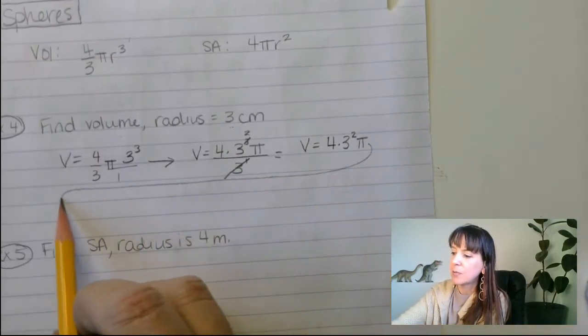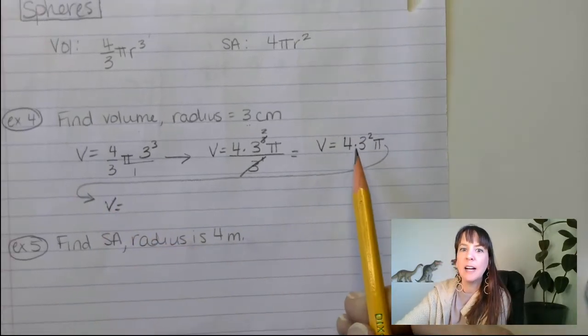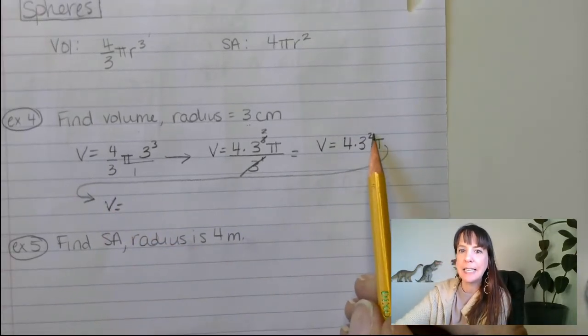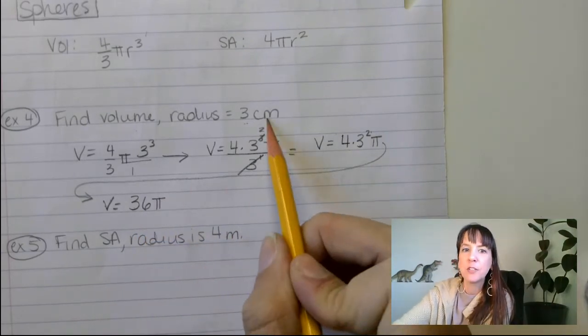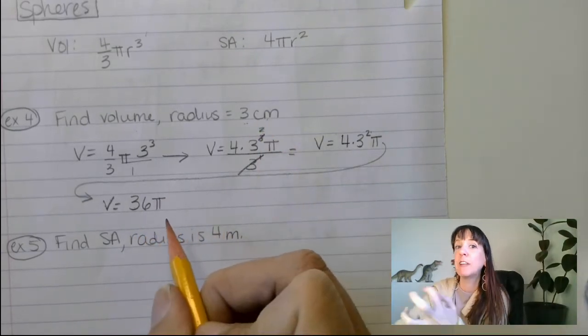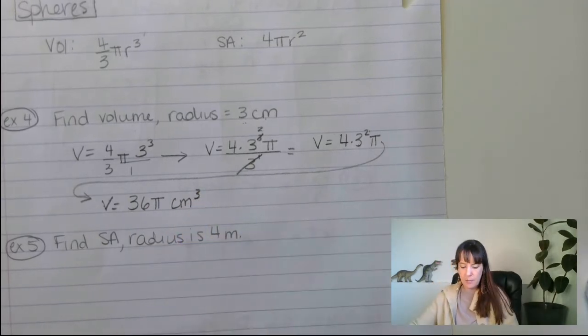I should have worked downwards. I'm sorry about that, guys. So that means volume equals 3 squared is 9 times 4 is 36 pi. And my units are centimeters, and we're talking volume, so we're filling it up, so it's going to be centimeters to the 3rd power.